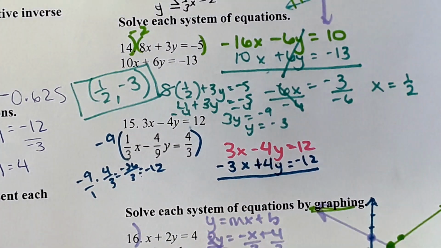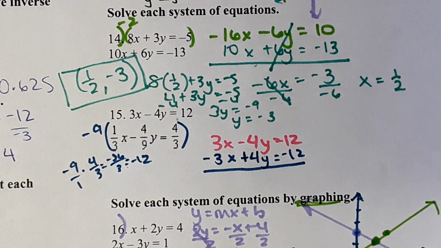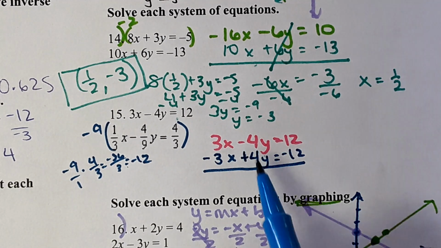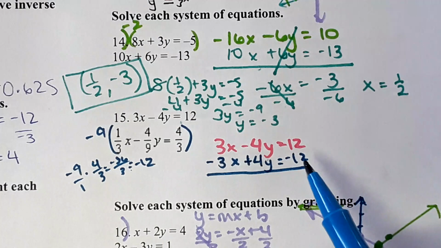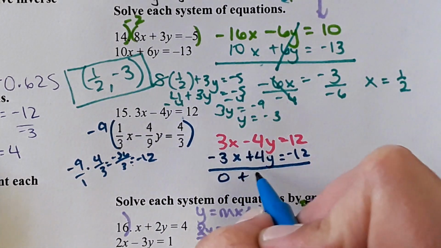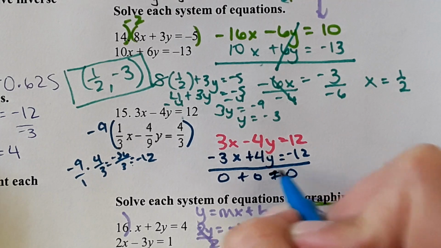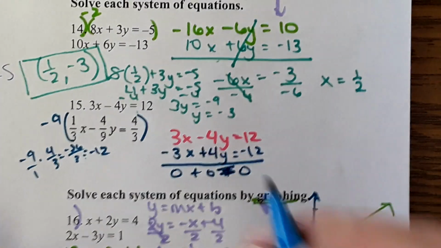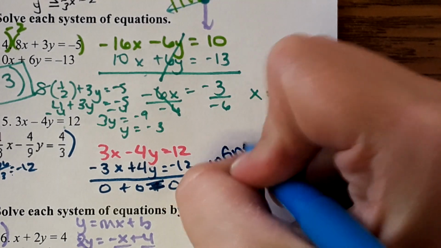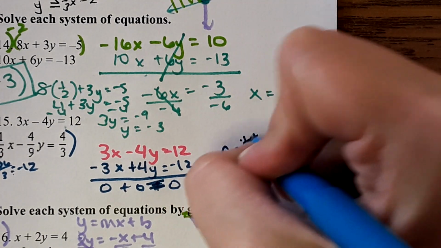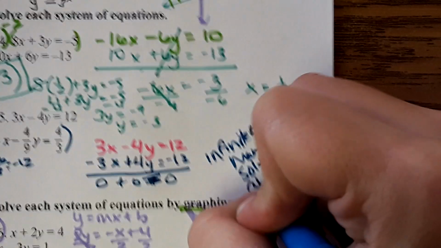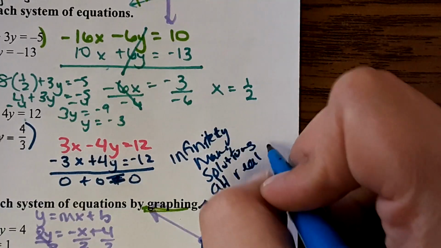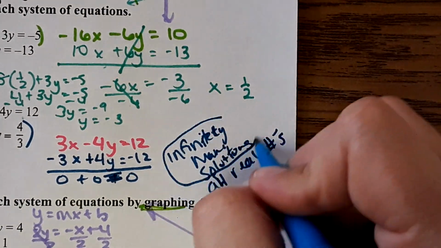Oh, this should be positive 4y, by the way. Some of you may notice that that is the exact same thing. If you were to multiply all this by a -1, it would be the exact same equation as this. If you add these all up, you'll get 0 plus 0 equals 0. So in this case, it's the same line, and they have infinitely many solutions for all real numbers. I believe the answer key says this, so.